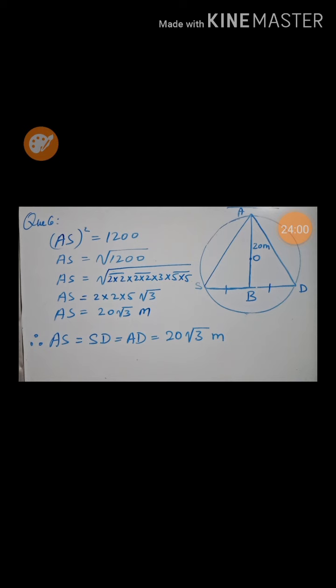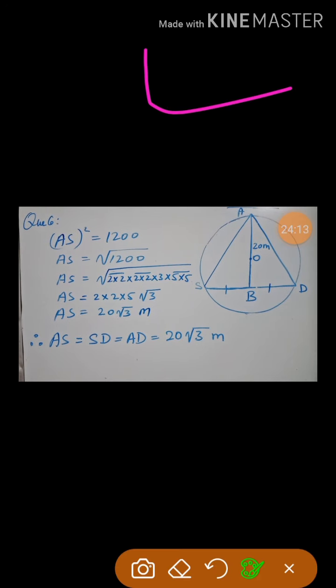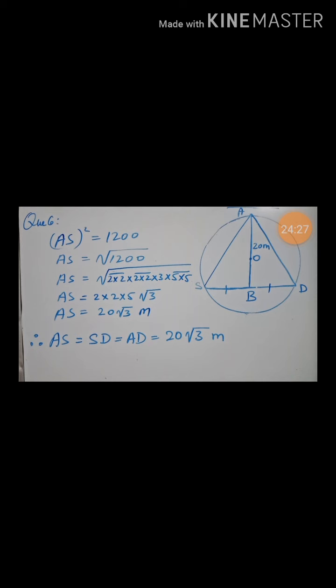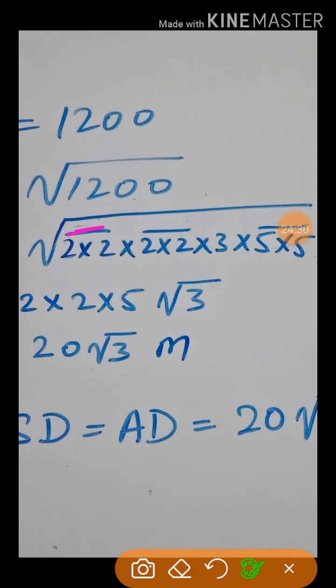Now AS square is equal to 1200. So now we will find the value of AS. AS is equal to square root 1200. Now we will find the square root of 1200. By the prime factorization method you may find the square root of 1200. After this, make pairs. You know how to make pairs? This one is a pair of 2, 2, this is also a pair, and this is a pair of 5, 5. Only 3 is left alone.